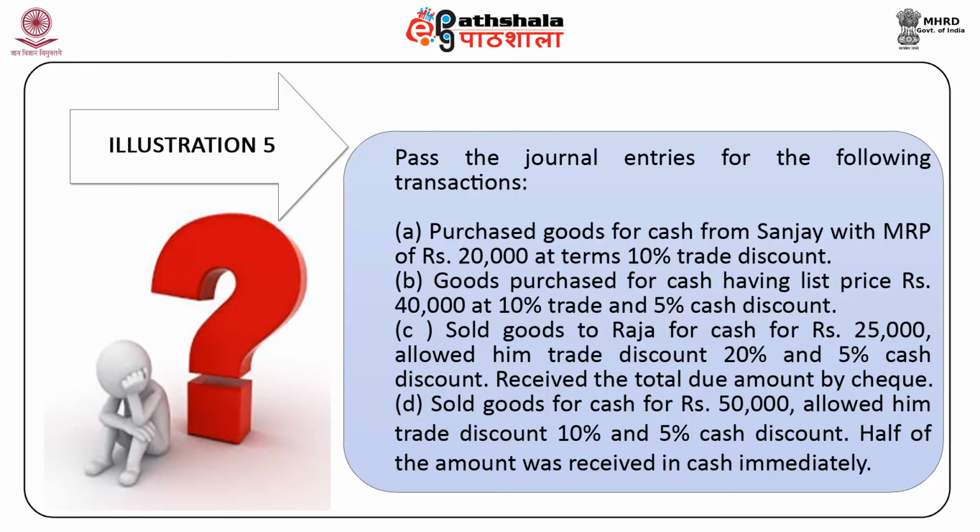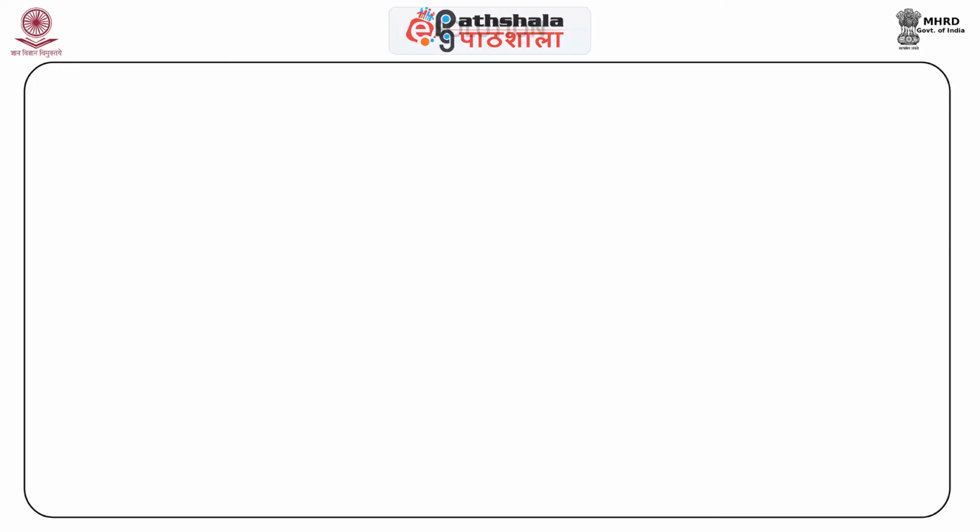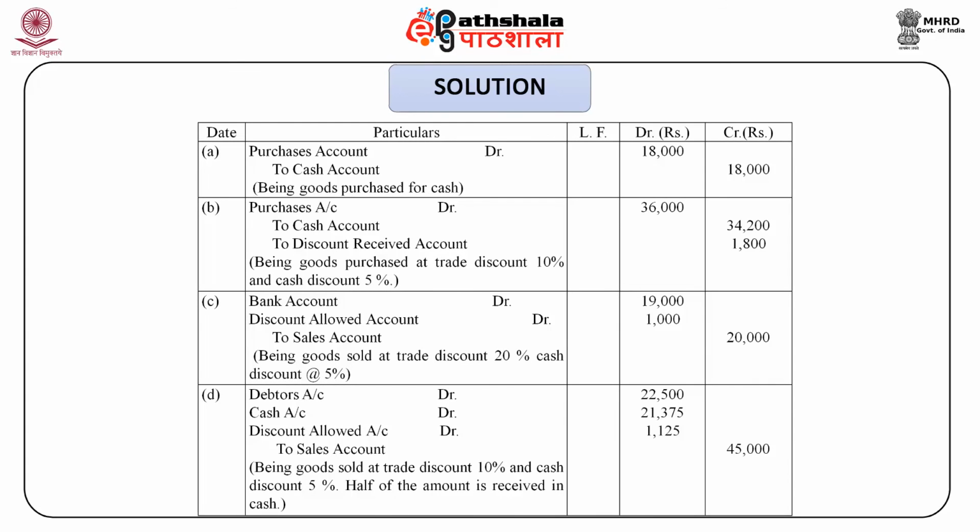C. Sold goods to Raja for cash for Rs 25,000, allowed him trade discount 20% and 5% cash discount. Received the total due amount by check. D. Sold goods for cash for Rs 50,000, allowed him trade discount 10% and 5% cash discount. Half of the amount was received in cash immediately.